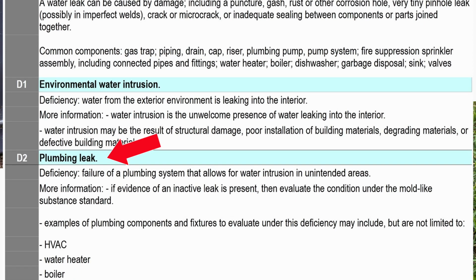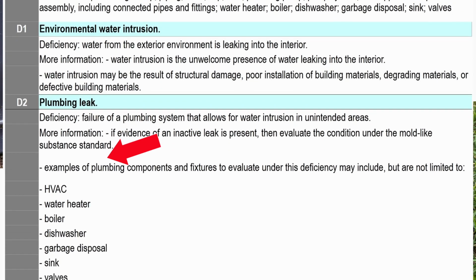Deficiency 2, plumbing leak. The deficiency is the failure of a plumbing system that allows for water intrusion in unintended areas. For more information, if there's evidence of an inactive leak, evaluate the condition under the mold-like substance standard.